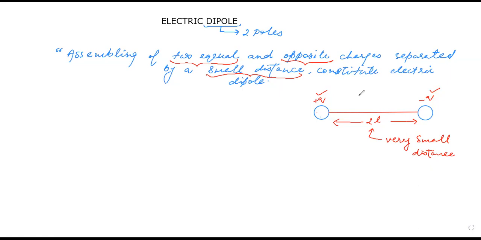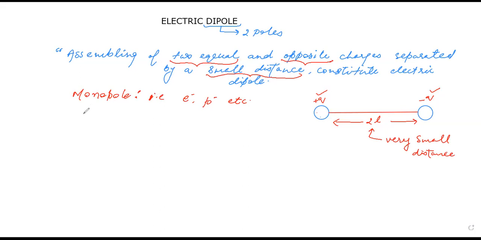Yes, sir. Now, some examples of monopoles and dipoles. What are the monopoles? Monopoles are like electron, proton, and so on. These are monopole bodies. Monopole means bodies in which a single pole exists, either positive or negative.